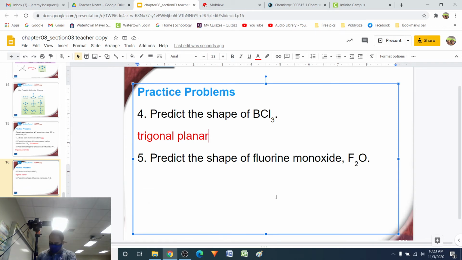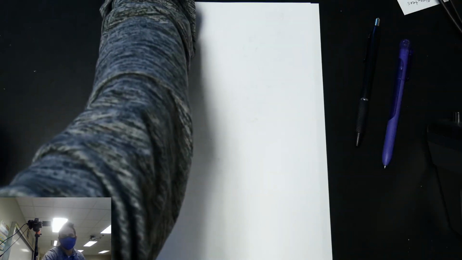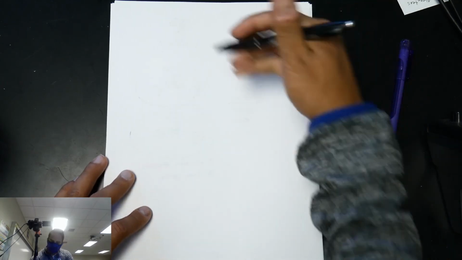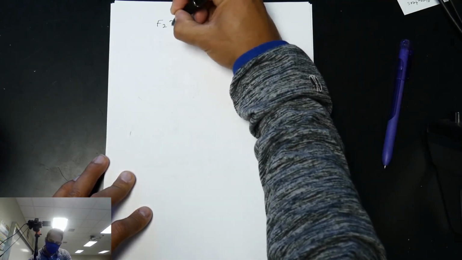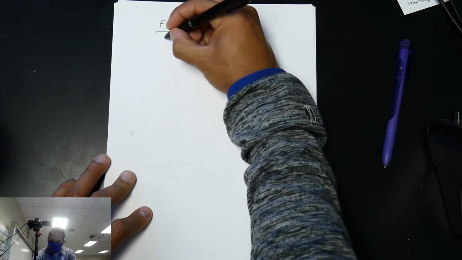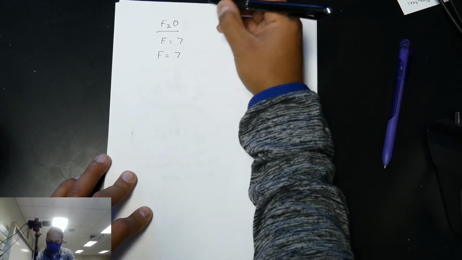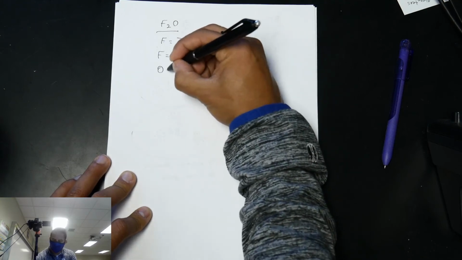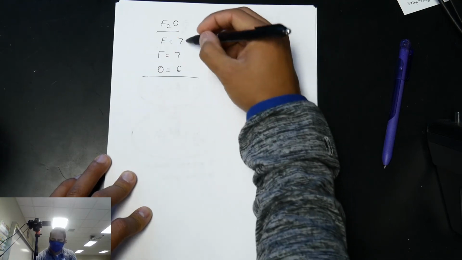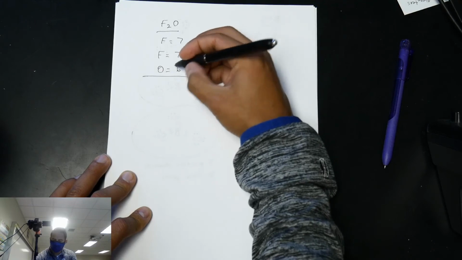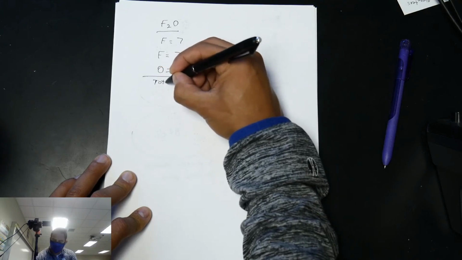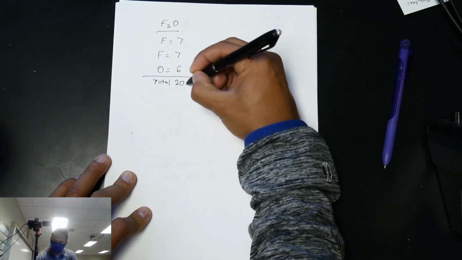All right, last one, number 5, predict the shape of fluorine monoxide. All right, so again, we are going to switch back to our paper, draw this one out, and then predict its shape. So we have F2O. All right, so we have 2 fluorines. Each one is in column 7. So there's 7 valence electrons for each of those. And oxygen, which is in column 6. So 7 plus 7 is 14, plus 6 is 20. So total number of electrons is 20.